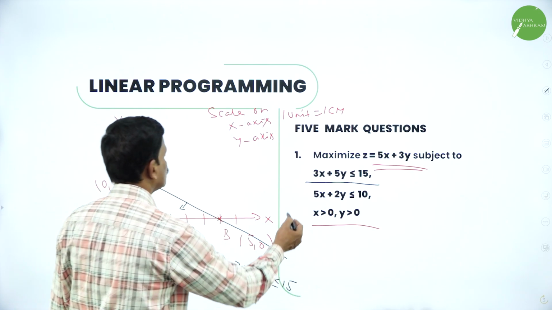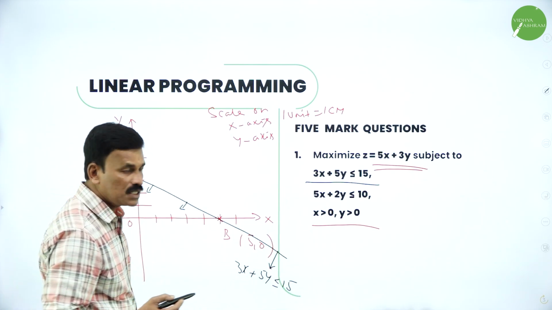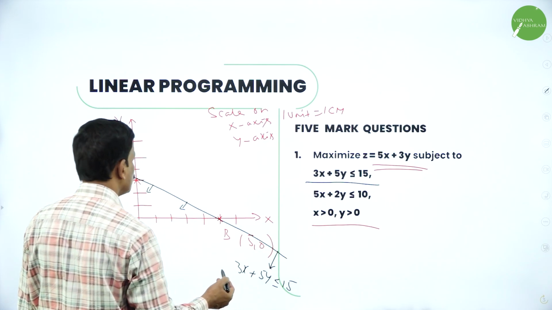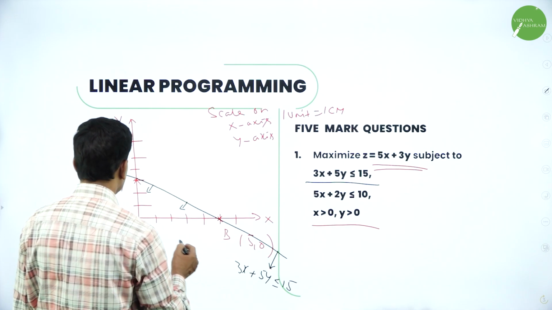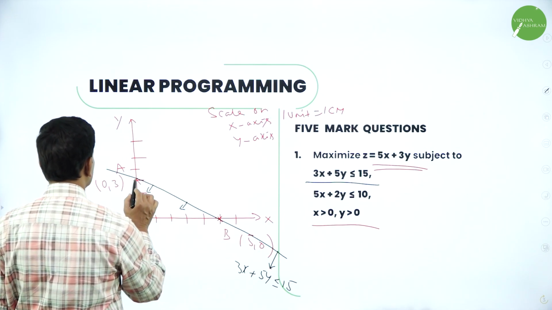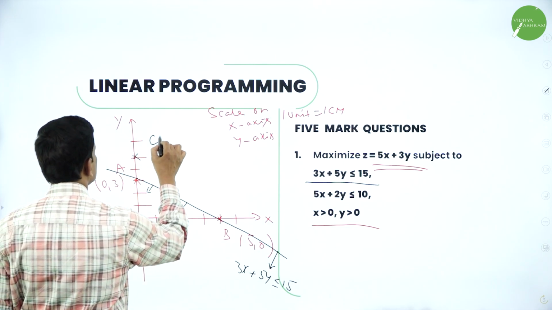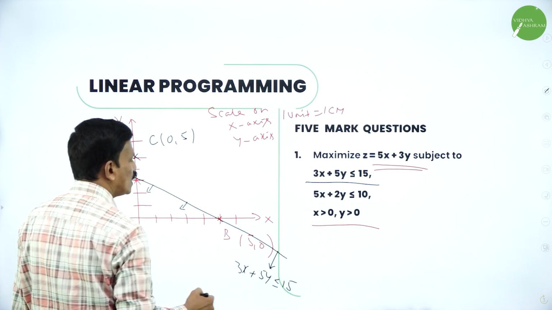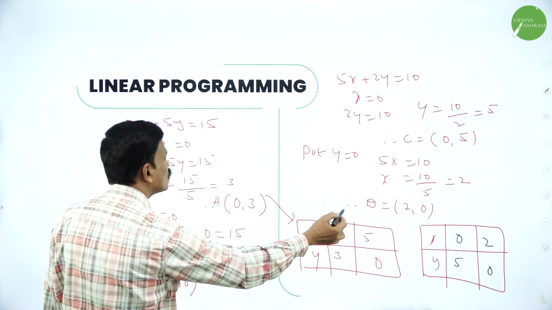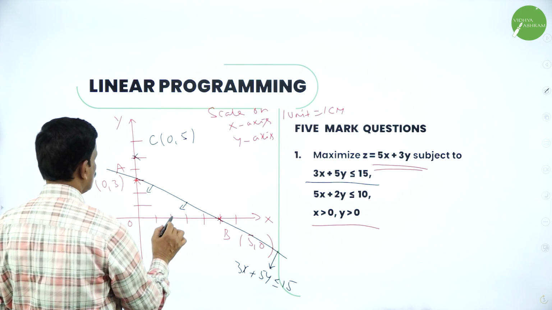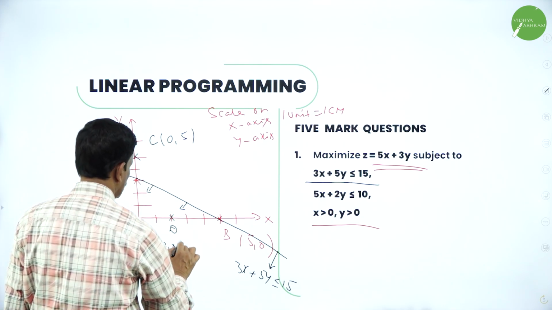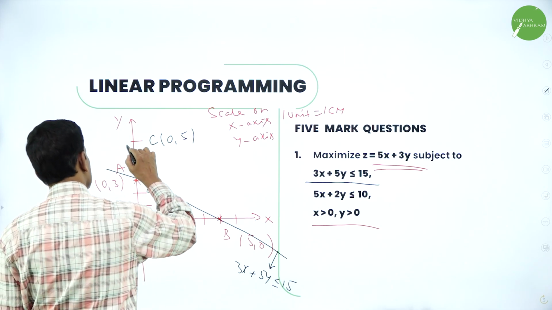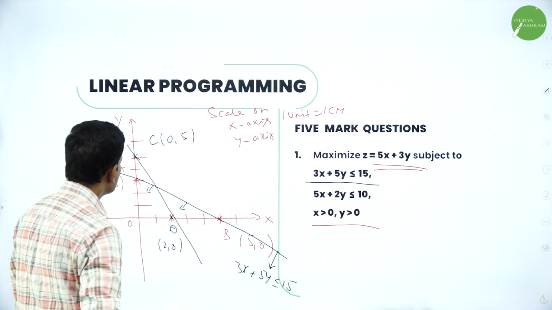Now, what is the second equation? The second equation is 5x plus 2y is equal to 10. What are the points we have? When x is equal to 0, y is equal to 5. This is C, (0, 5). And what is D? D is (2, 0), so x is equal to 2, y is equal to 0. This is D, (2, 0). So draw this line.